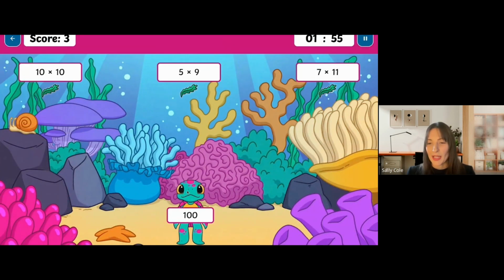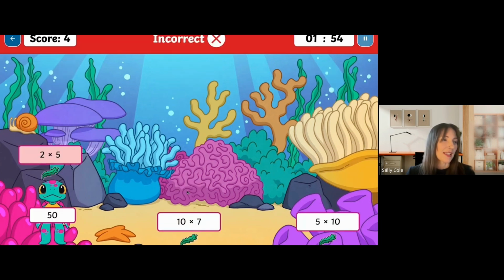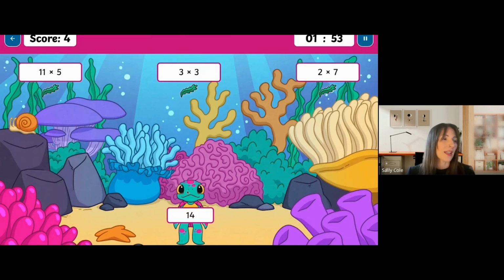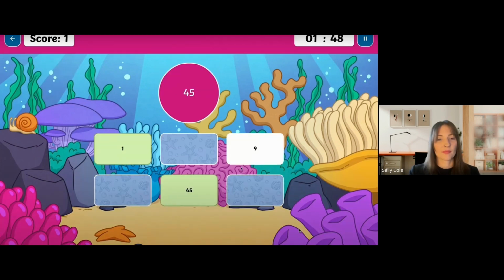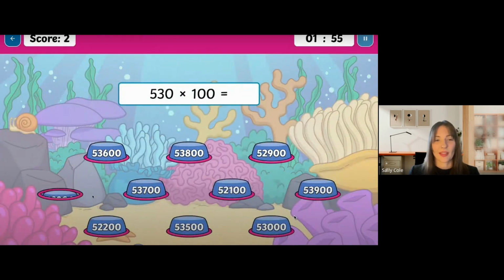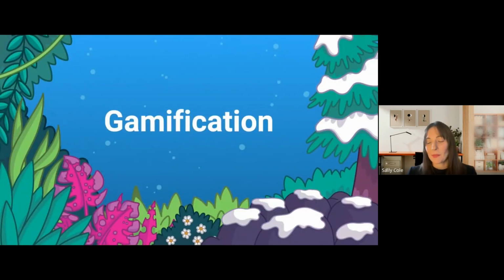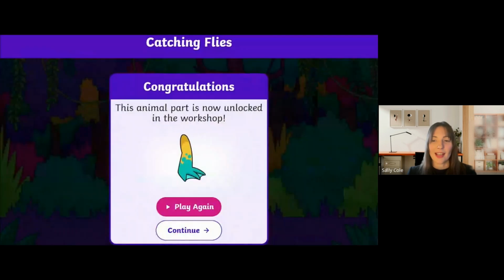And we've got our multiplication facts in there as well, which are a fantastic different way to learn the multiplication facts here. And again, we've got a press button game, which are really popular. And the gamification really runs through the whole of the app.